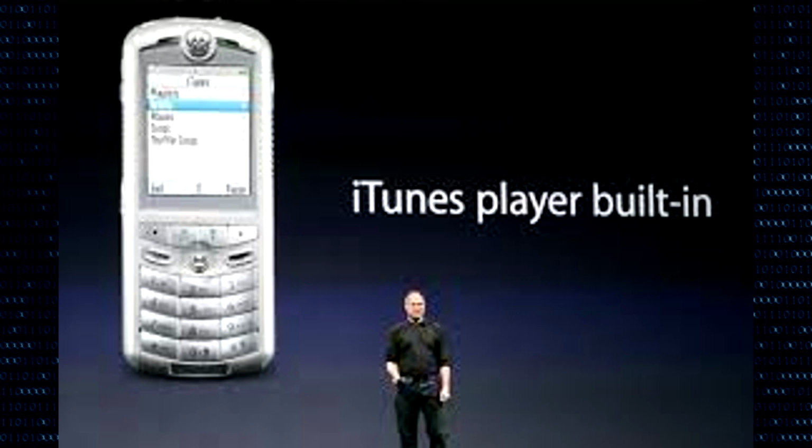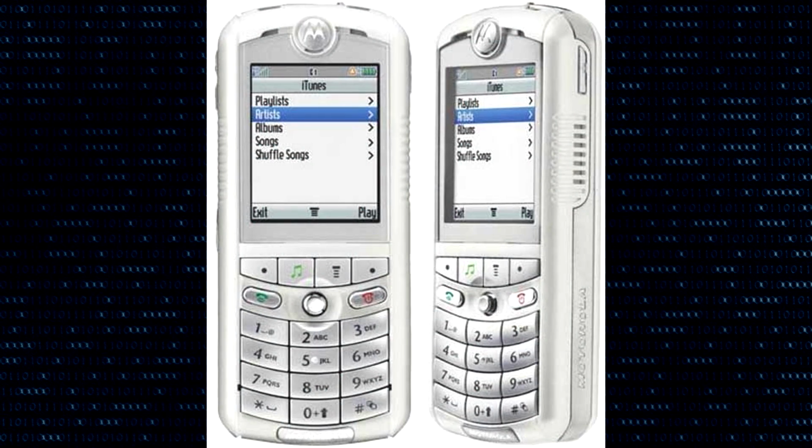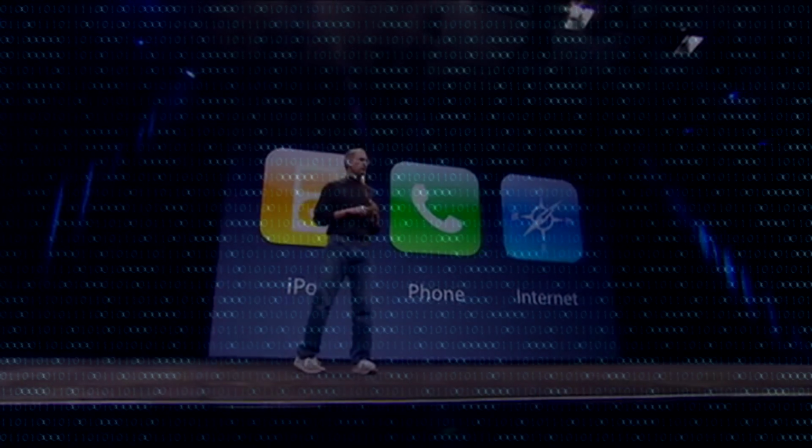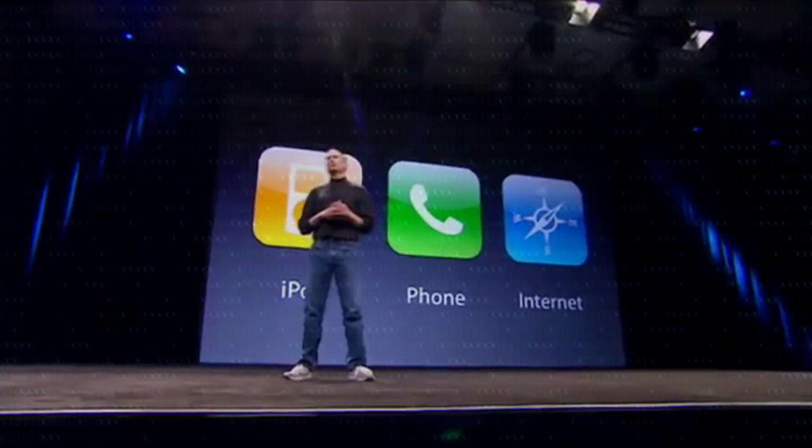So instead of developing a successor to the Newton, Apple instead partnered with Motorola on a cell phone with a built-in iPod. The Apple Motorola ROKR E1 wasn't meant to be. It got abysmal reviews and really failed on the market. But it gave Jobs and Apple their first taste of the hyper-competitive mobile phone market.